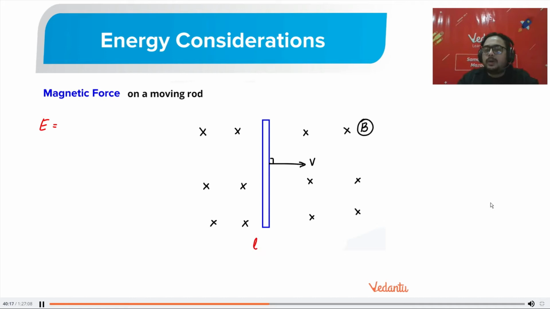Because all the three components are perpendicular, and let me say the length of the rod is L, then how much potential difference will be generated? Please everyone write in your chat box. Are all three mutually perpendicular?